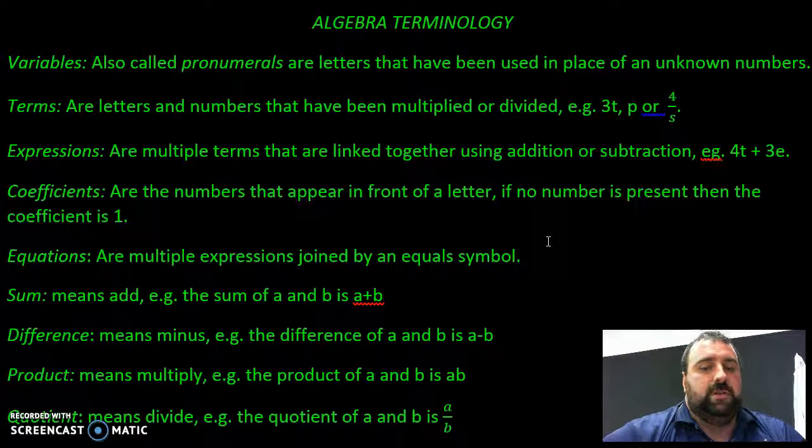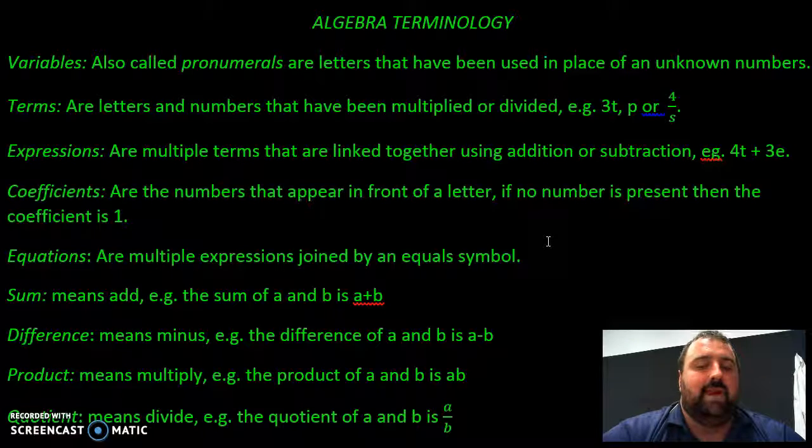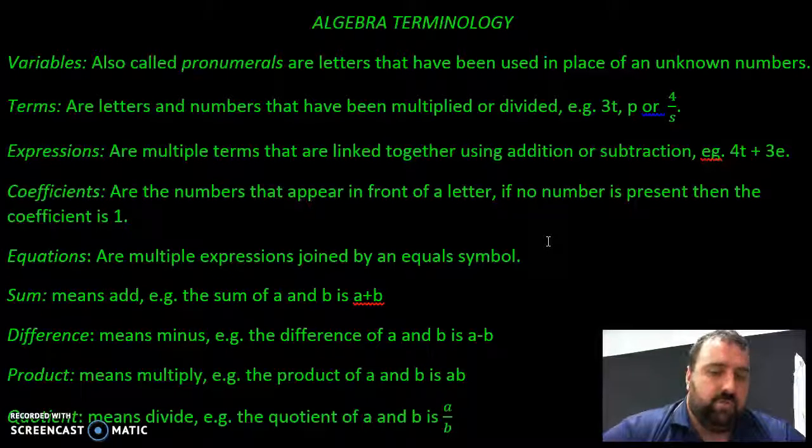And then of course we have product, which is multiply, so the product of a and b is a times b, or ab. And then quotient means divide, so the quotient of a and b is a divided by b. Make sure you get all those down.